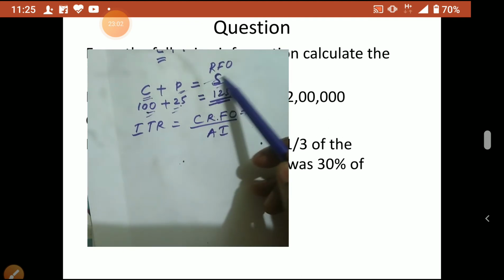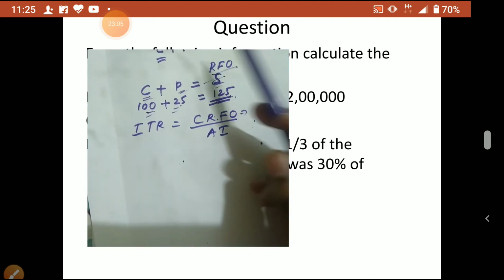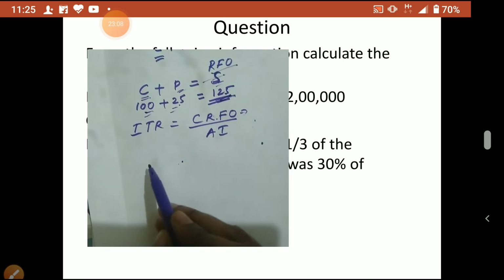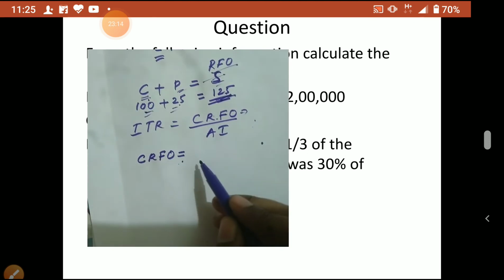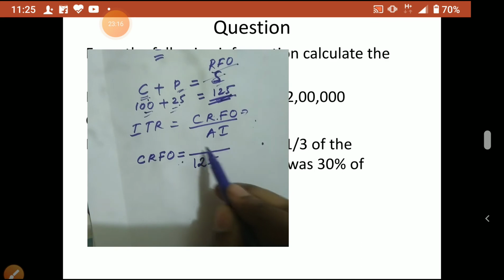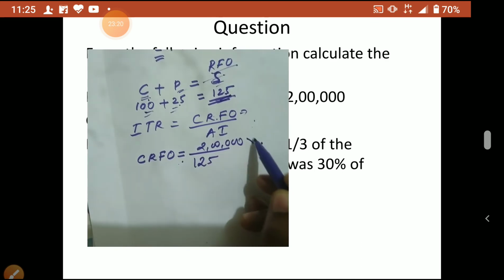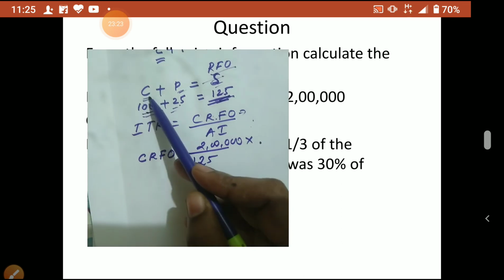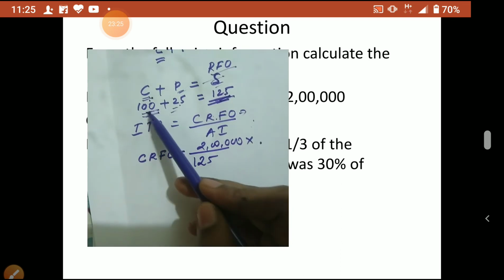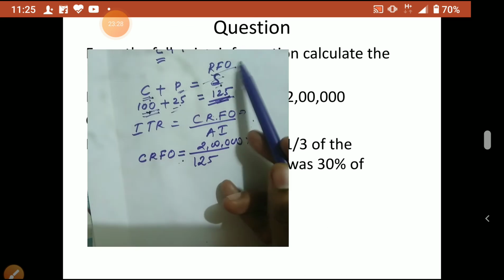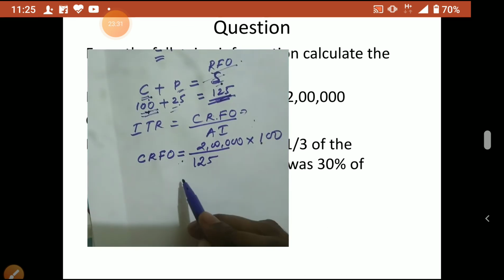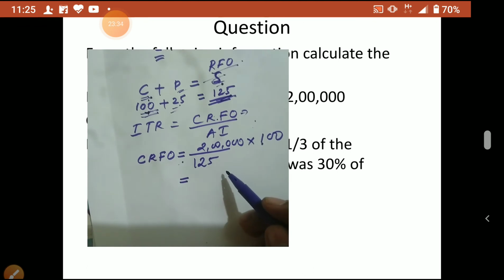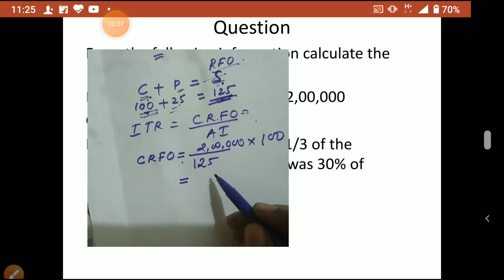In these three items, what we know is 2 lakh, RFO. RFO is given in the question as 2 lakhs, and that represents 125. So how to calculate cost? CRFO: if 125 is 2 lakh, then 100 how much? C represents 100, this C is CRFO, this S is RFO. So 100 how much? 1,60,000 will come.